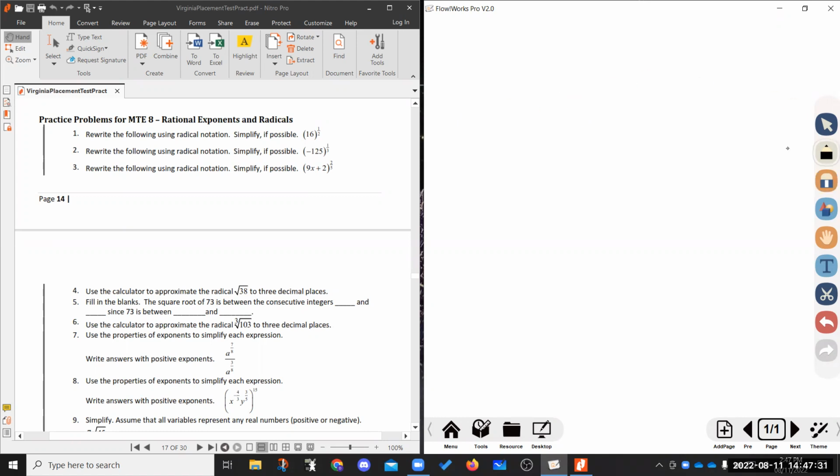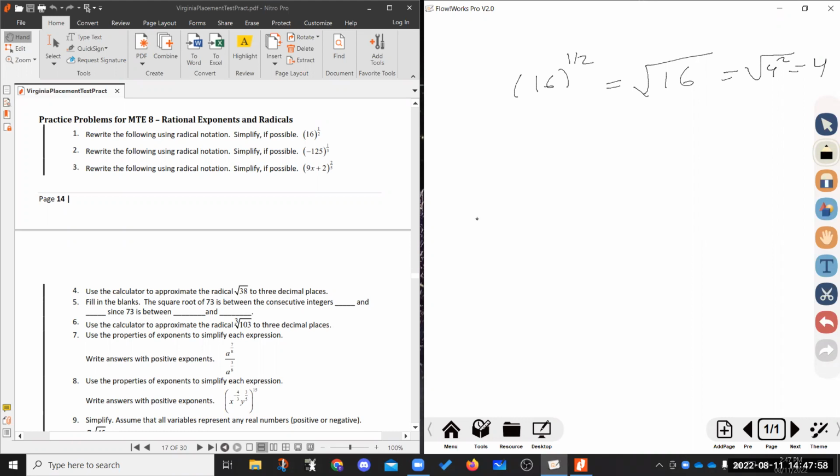The first problem asks us to simplify by writing it in radical notation. So we're going to have the square root. We don't write an index of 2, it's assumed to be there. That's the square root of 16. Is 16 a perfect square? It sure is. It's 4 squared. So the square root and the squared undo one another and leave us with an answer of 4.